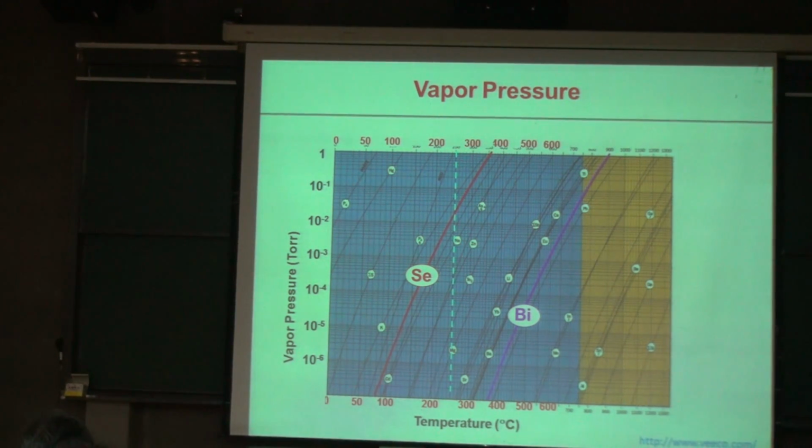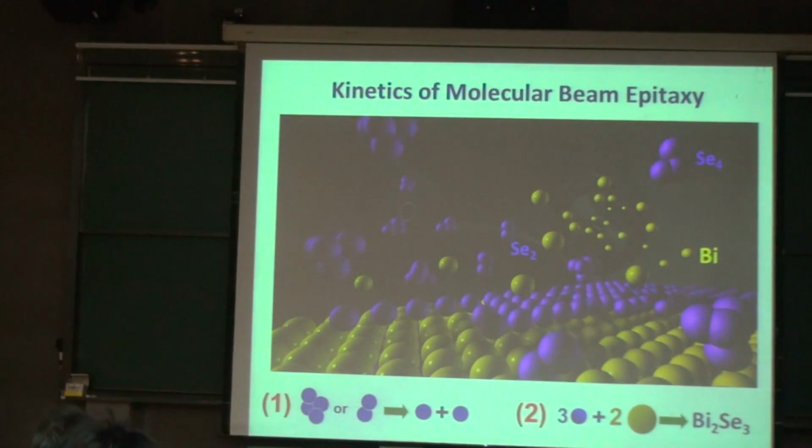I think this lecture is particularly made for the students. If you start the MBE growth of one compound, you have to really understand the vapor pressure behavior for different elements. So I just show you, with this kind of vapor pressure, what kind of kinetics you can imagine in the process of MBE growth of this compound.